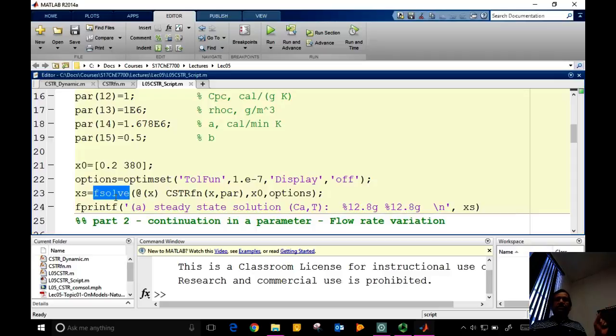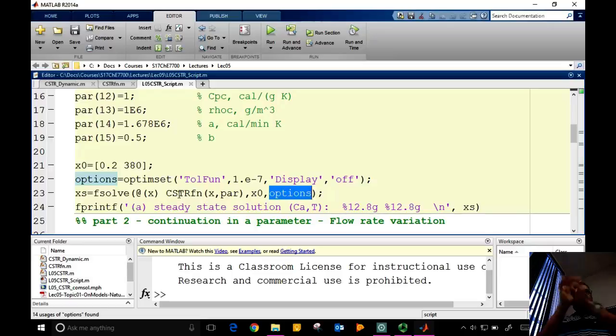fsolve solves any system of nonlinear algebraic equations. You need to identify what the problem is. So you need to write a function, in this case CSTRFN, that programs those 2 equations. That function takes a vector x, of length 2, containing concentration and temperature, and a set of 15 parameters that we have defined in lines 1 through 19. And then it takes a set of initial guesses, x0, given here in line 21, and the options parameter that is defined in line 22.